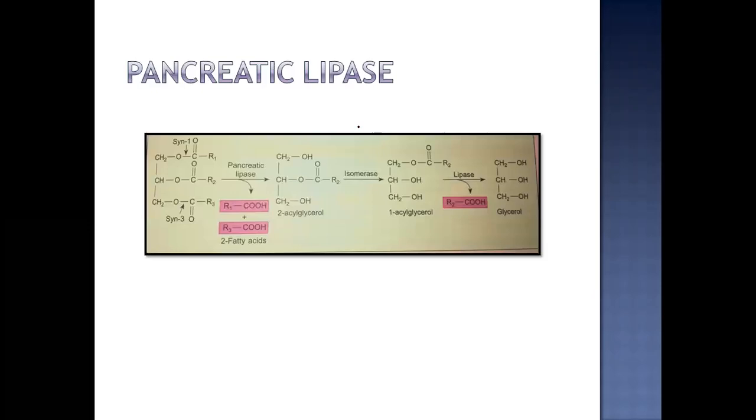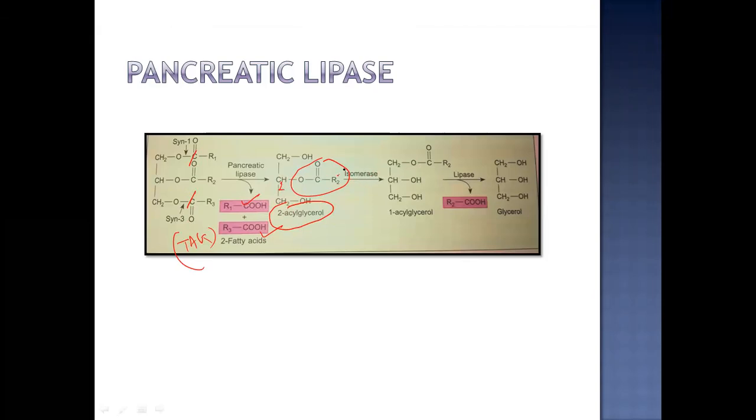So pancreatic lipase will act at the first ester linkage and the third ester linkage of triacylglycerol. So they will liberate the fatty acids present on the first carbon and the third carbon. So the remaining product will be 2-acylglycerol. So there will be a fatty acid present at carbon number 2. After that, isomerization takes place.